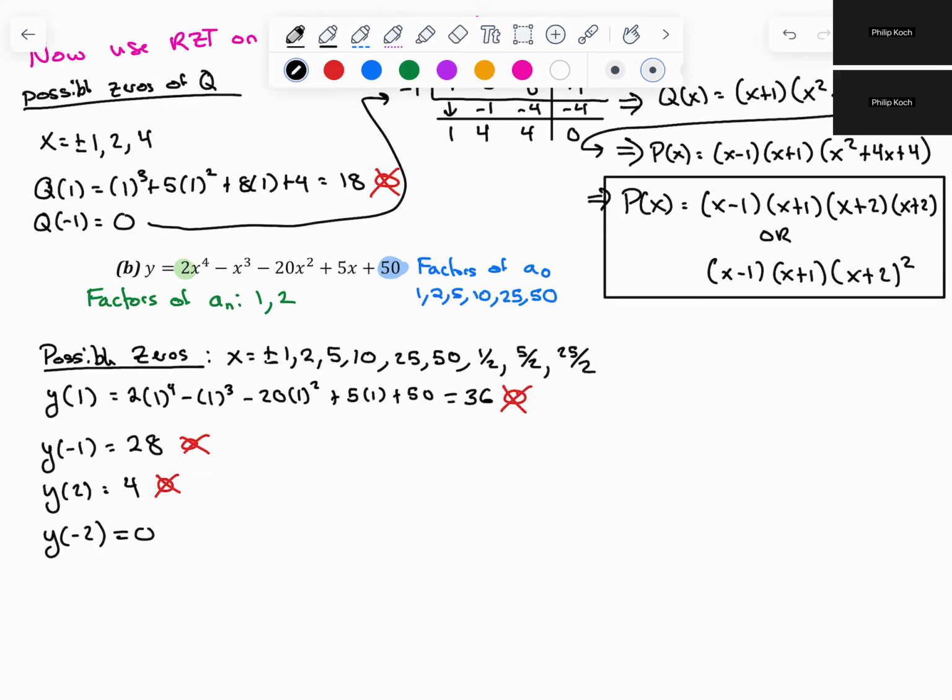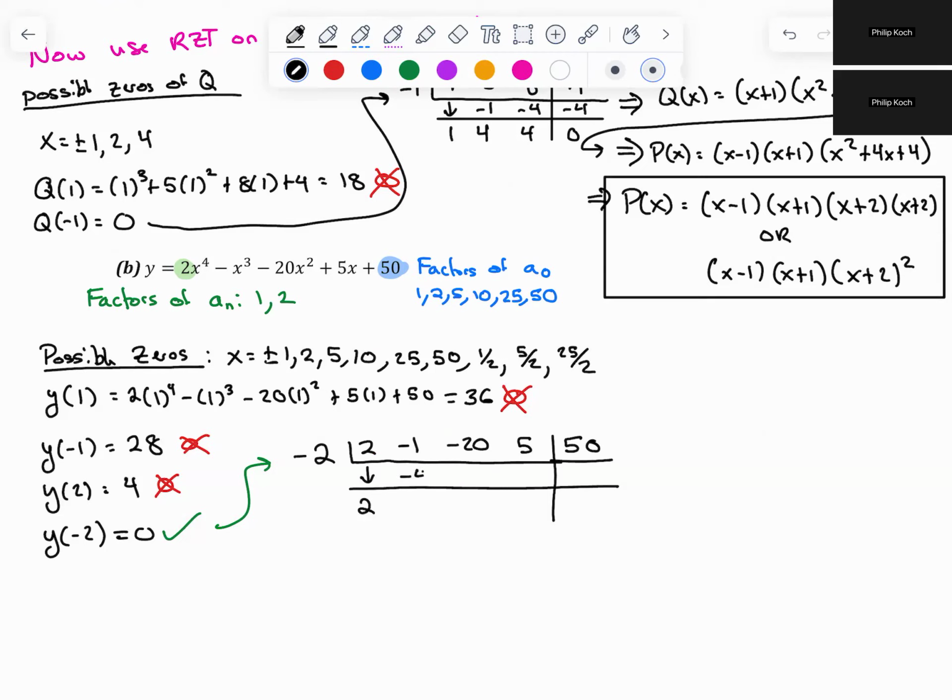I didn't plug it in. I just know because I've got my notes in front of me. But it does work out. So that's good news. So we'll go ahead and synthetically divide. We know that x minus -2, which is x plus 2, is a factor. So we'll set up the synthetic division: 2x to the 4th minus 1x cubed minus 20x squared plus 5x plus 50. All powers of x are present. Good news for us. Bring it down.